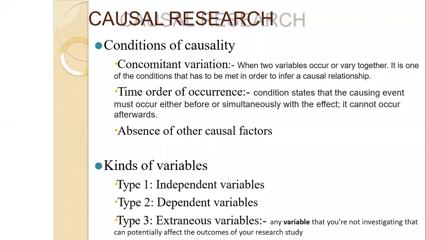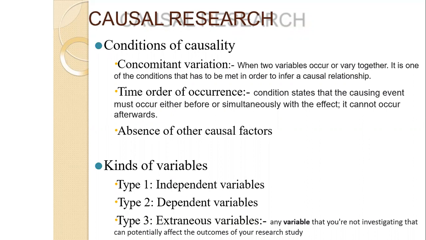So, the conditions of causality. First is concomitant variation. What is exactly this? When two variables occur or vary together, either they are occurring together or they are varying together. It is one of the conditions that has to be met in order to infer a causal relationship.